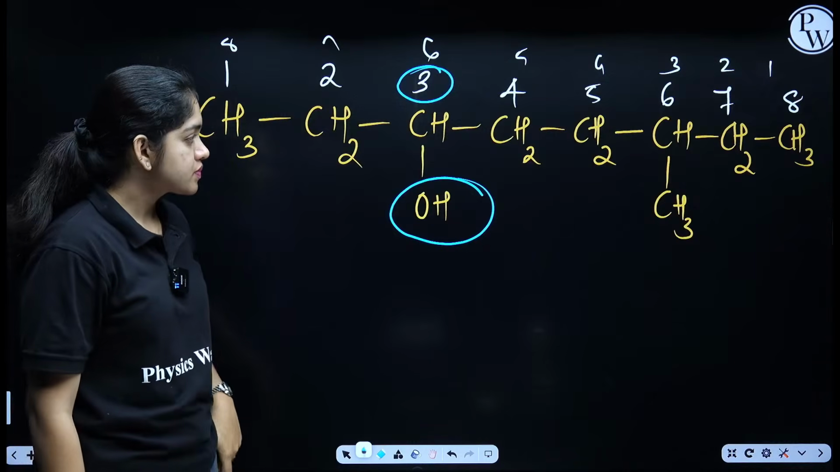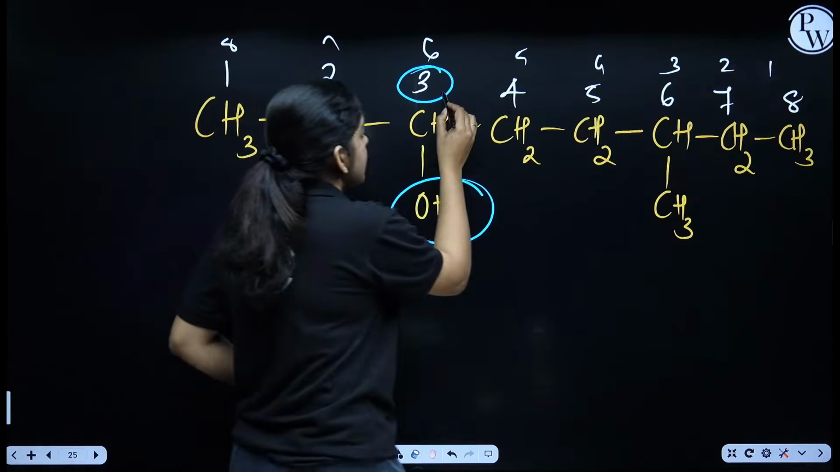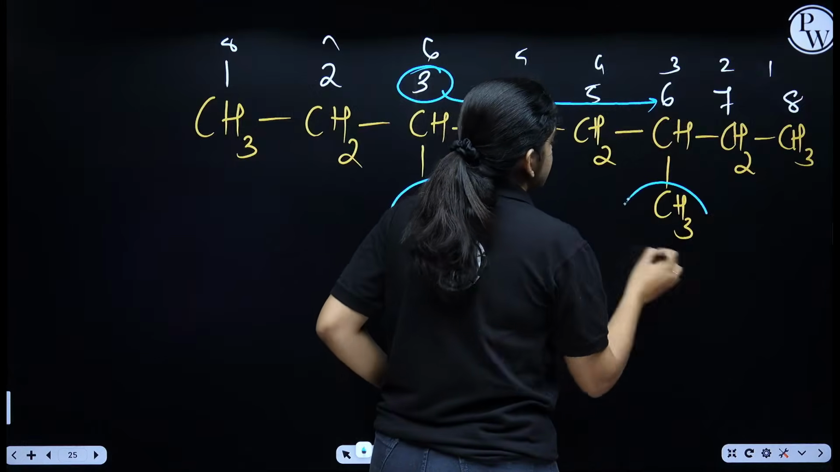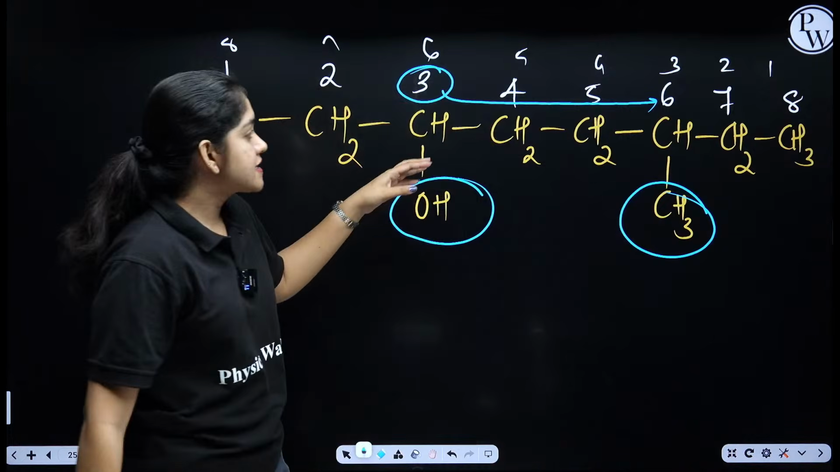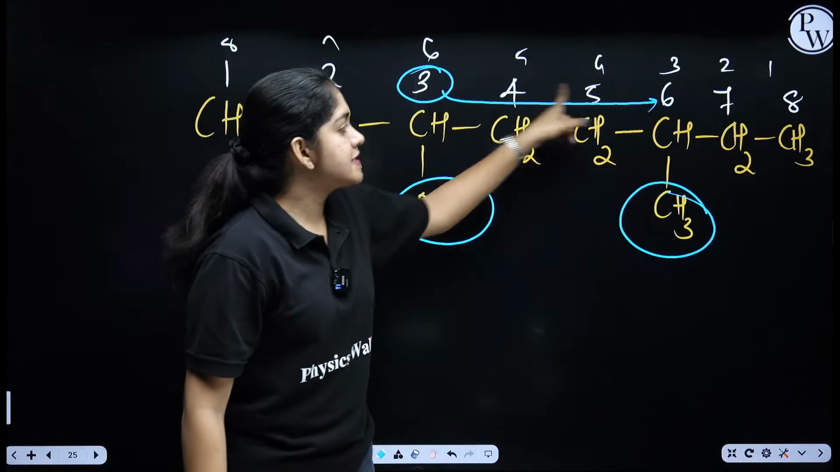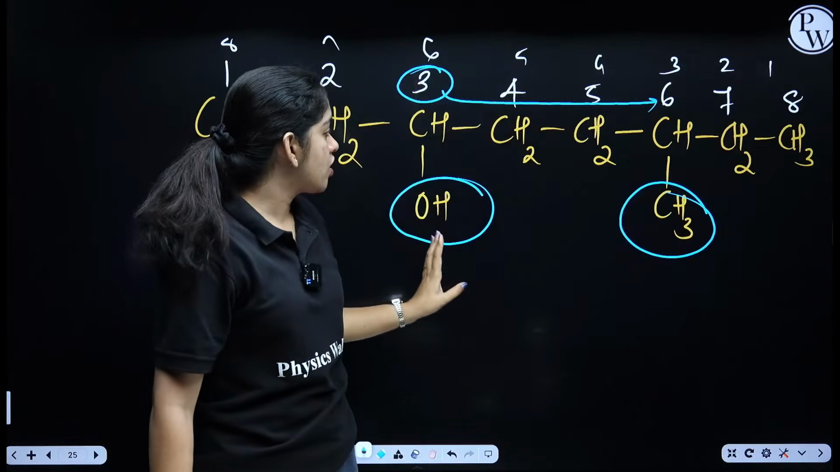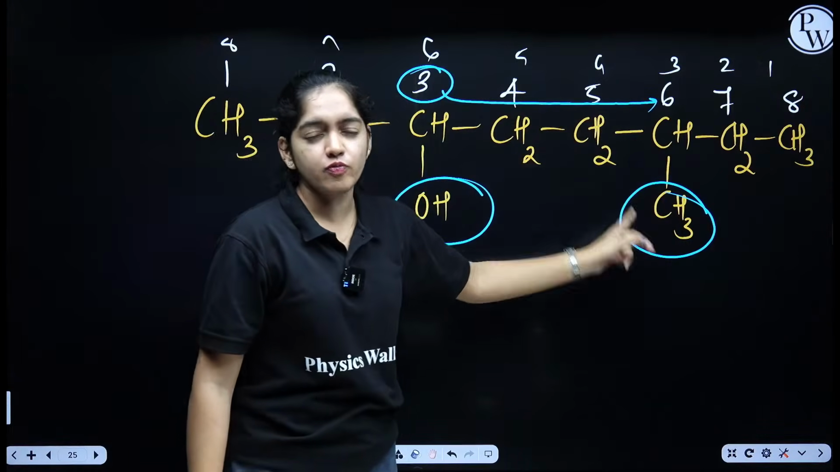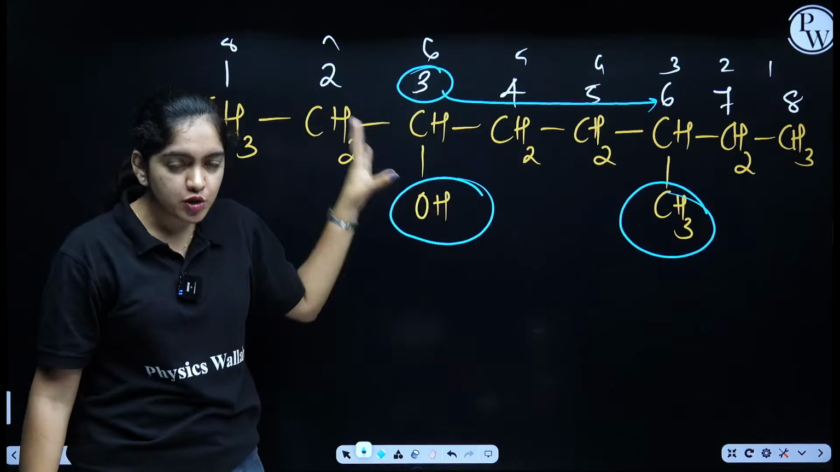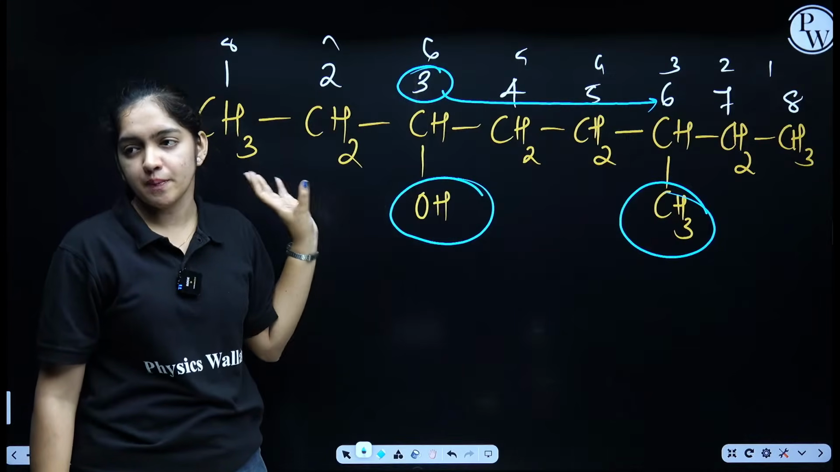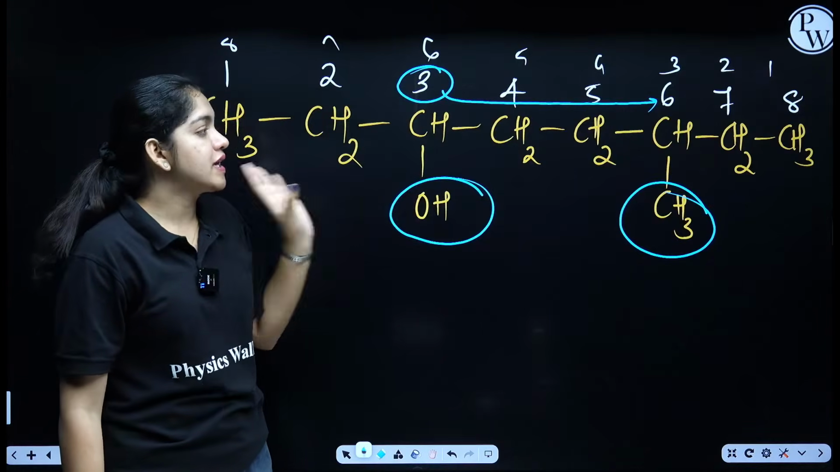Okay. Then, in the same line, a branch is present at the 6th position. Don't interchange, okay? If you are taking this line, only this number we can take. If you are taking the other line, that number, like that only. So, 3rd position OH, 6th position a methyl group. Why did we choose 3 here? Because the functional group should get the lowest number, the least number. Got it? Now, we can write the name.